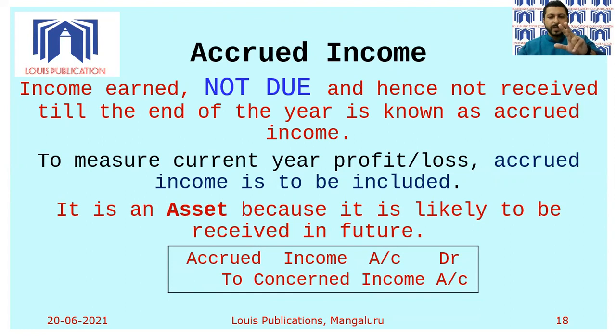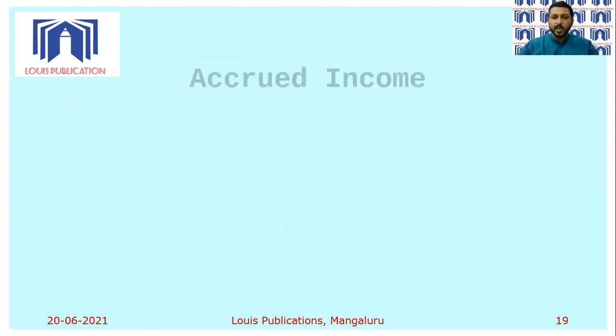So the difference between outstanding income and accrued income is just this. Outstanding income is income earned, due, not received. Accrued income is income earned, not due, and hence not received. So it's only about the timing difference that we talk about. But both are on par. Both are assets, and assets will show a debit balance. So that's why the adjusting entry would be accrued income account debited to the concerned income account. The word outstanding will simply be replaced with accrued income. Rest of it, everything is the same.